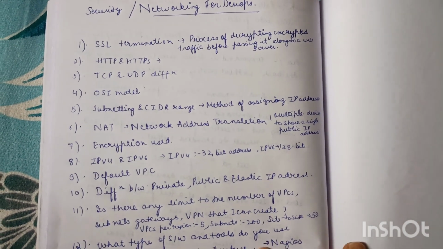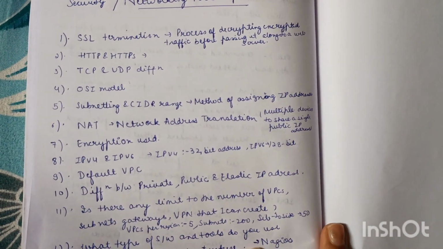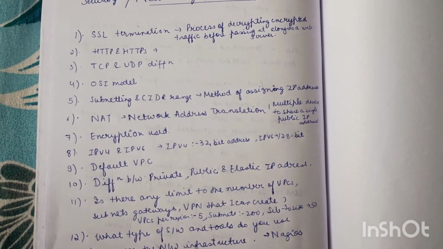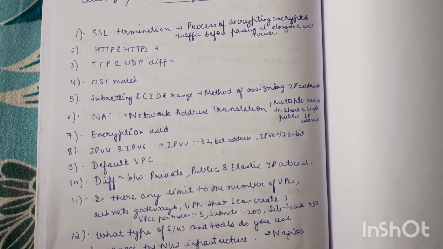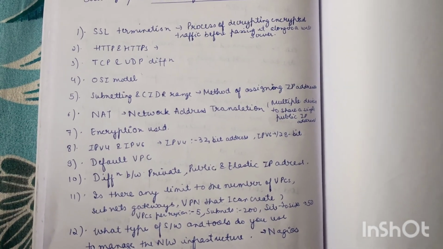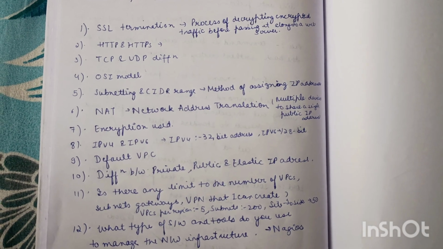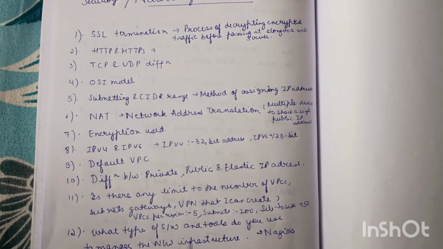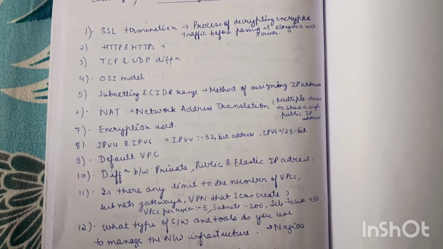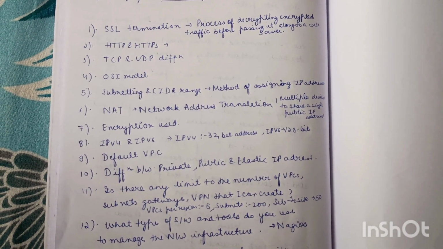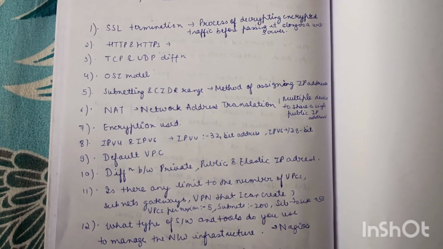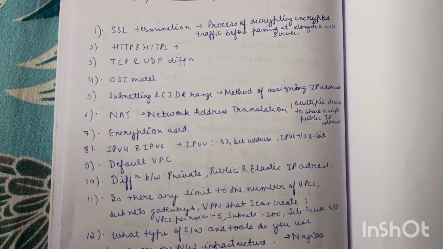So NAT is network address translation. When multiple devices share a single public IP address, that is called NAT. Then the encryptions that are used: encryption at rest and encryption in transit, when our data is being transmitted. Then symmetric key and asymmetric key. In a symmetric key we have only one key, while in asymmetric key we have two keys.